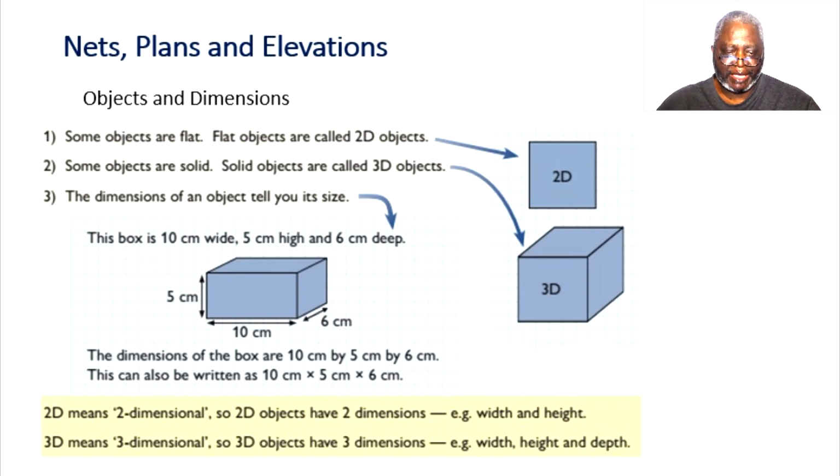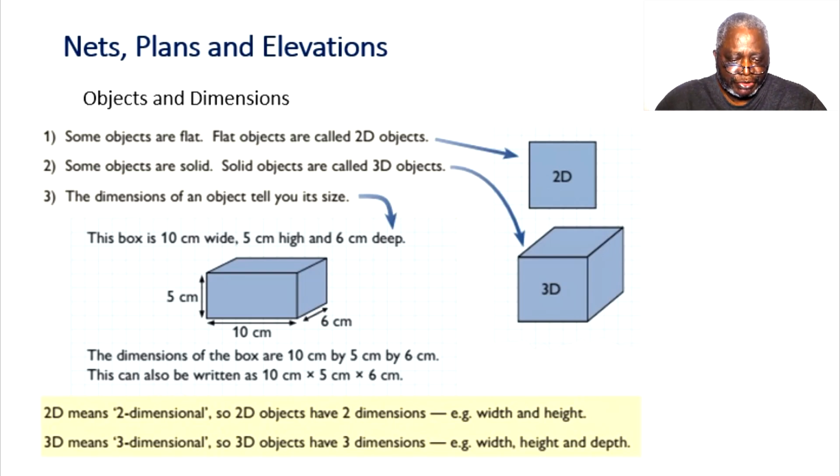Nets, planes, and elevations. Let's look at what these are. Objects and dimensions. Some objects are flat. Flat objects, as we know, are two-dimensional or 2D objects. Some objects are solid. Solid objects are called 3D objects because they are three-dimensional, length times width times height, but not always the same because some objects have got funny shapes. However, you understand what I'm trying to say.